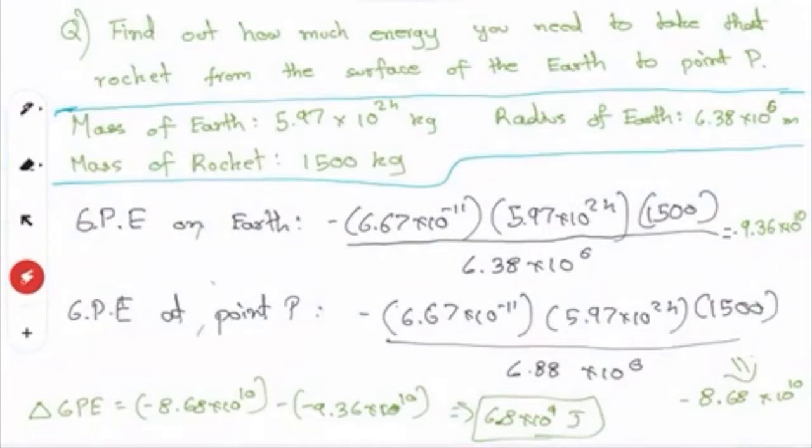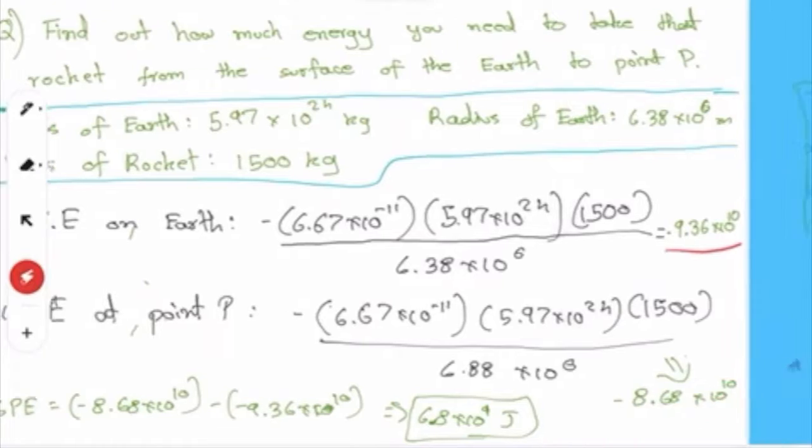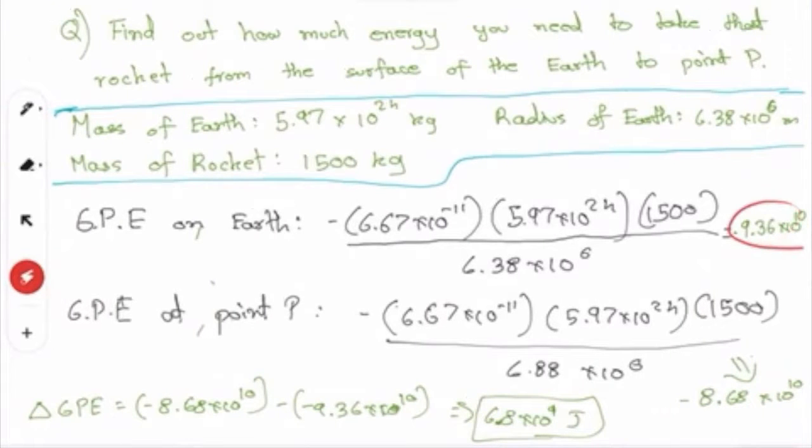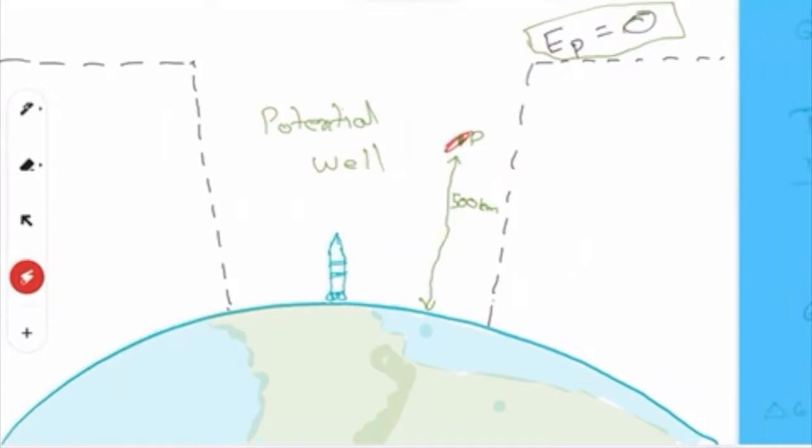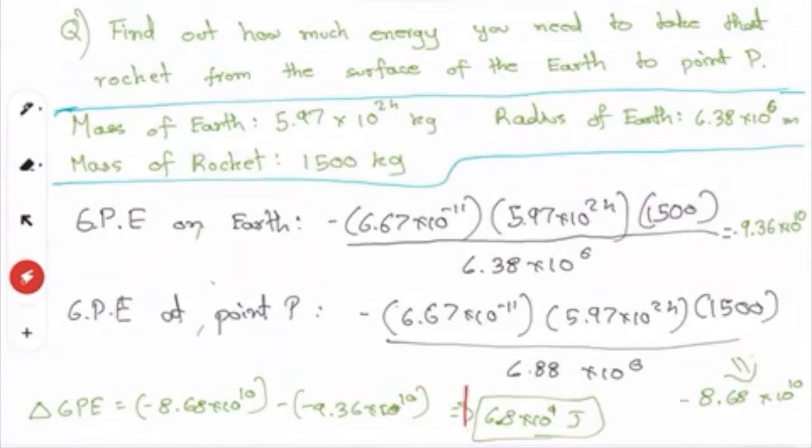So by doing that, we basically get these two values, and now all we have to do is just figure out the change in this gravitational potential energy. You just have to figure out how much the gravitational potential energy changes by when going from here to here. And that's about this much, 6.8 into 10 to the power 9 joules.